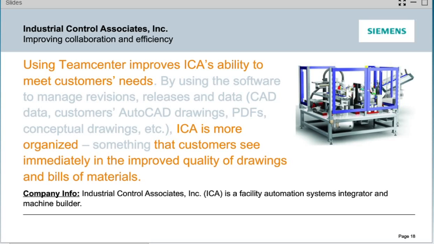So this is just an example of one of our customers, Industrial Control Associates, or ICA. They use Teamcenter to help meet their customers' needs, right? So by using the software, they can manage their revisions, their releases, and their data, their CAD data, as well as their customers' AutoCAD drawings, PDFs, conceptual drawings, even Microsoft Office products can be managed within Teamcenter. It basically manages all types of data. So ICA has said that they're more organized now and that even their customers are seeing the benefits because now they're having improved quality of drawings and bills of material.